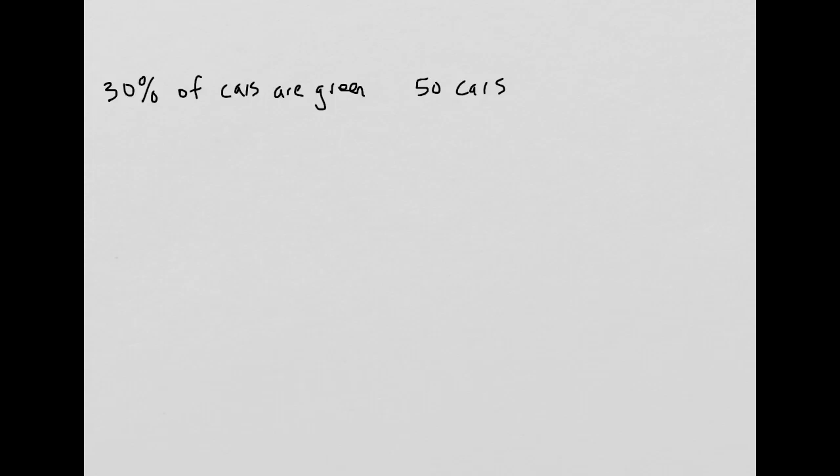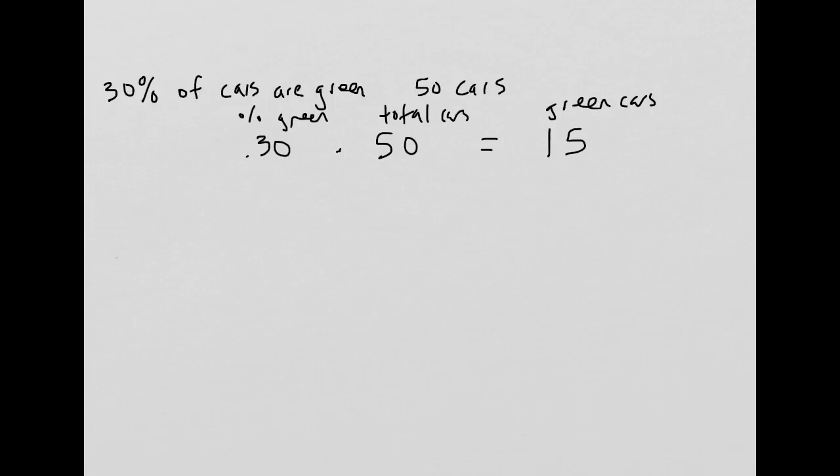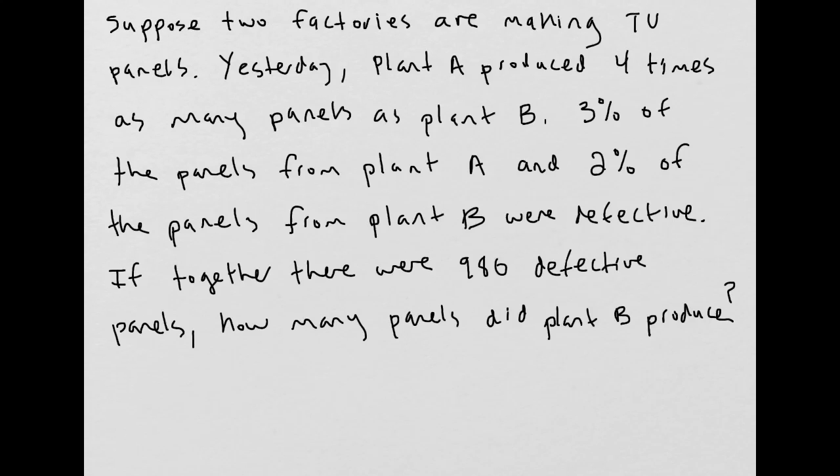Well, if I know how many total cars there are, I can take my 30%, turn it into a decimal, and then I can multiply that by the total number of cars that I have, and the answer should tell me the number of cars that are green. So if I take the percent that are green, and I multiply it by the total number of cars, it should tell me the number out of that total that are green. So it should tell me how many green cars I have. So we're going to use that idea on the problem that we're going to look at.